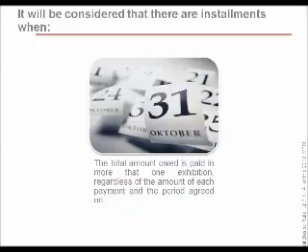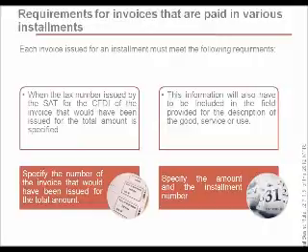We read that it will be considered that there are installments when the total amount owed is paid in more than one exhibition, regardless of the amount of each payment and the period agreed on. So if we receive a payment for an invoice, for instance, we issue an invoice for, let's say, $100,000, and we were told that we're going to receive just one payment, and later on we receive different payments, like 50,000 and another day another 50,000, that would be considered that the invoice was paid in various installments. And we need to fulfill certain requirements in here.